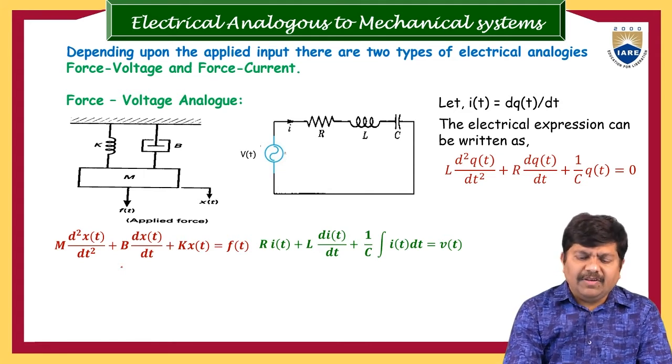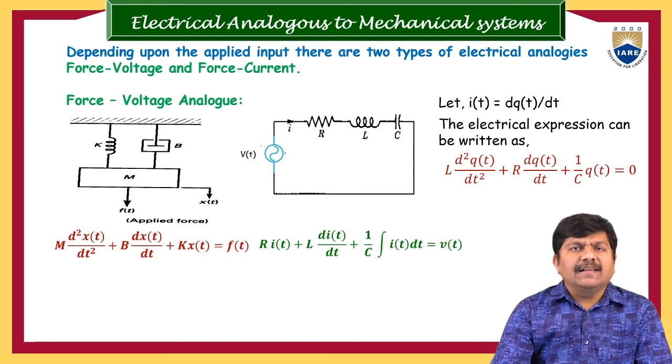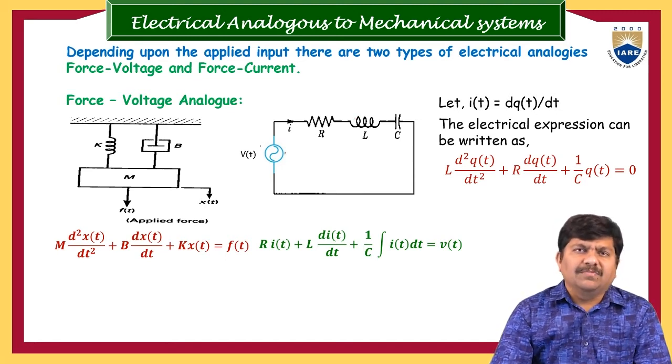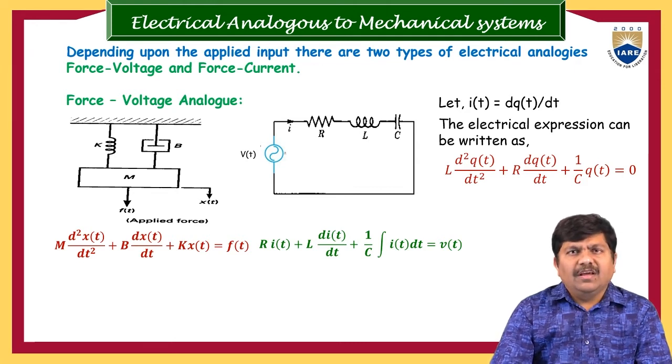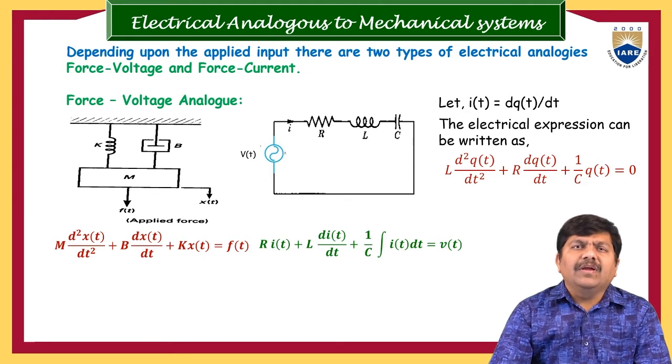Now the second one, coming back to the electrical system. In the electrical system, there are three basic elements, just like in the mechanical system. What are the basic elements in the electrical system? Those are the passive elements: the resistor, the inductor and the capacitor. Now these three are excited with some inputs.